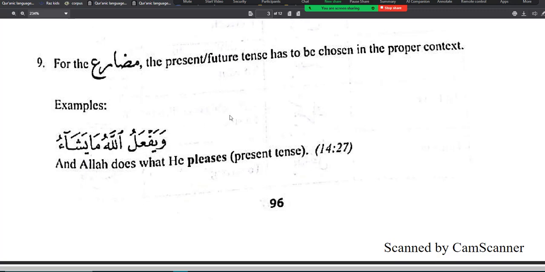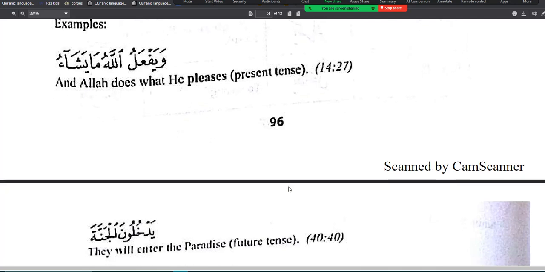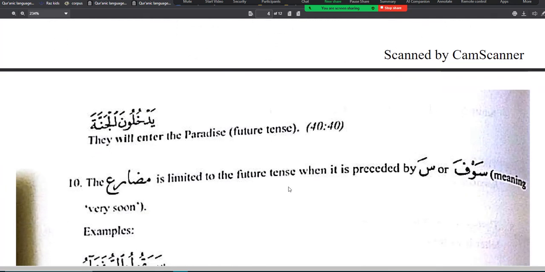Sometimes the subject is present, that is the outside doer. Sometimes the subject is present, that is inside the verb, that is the inside pronoun. So here Allah does what He pleases. So here we are using the present tense, and what He pleases is also present. And we have yadkhulun al jannata. What is the translation?